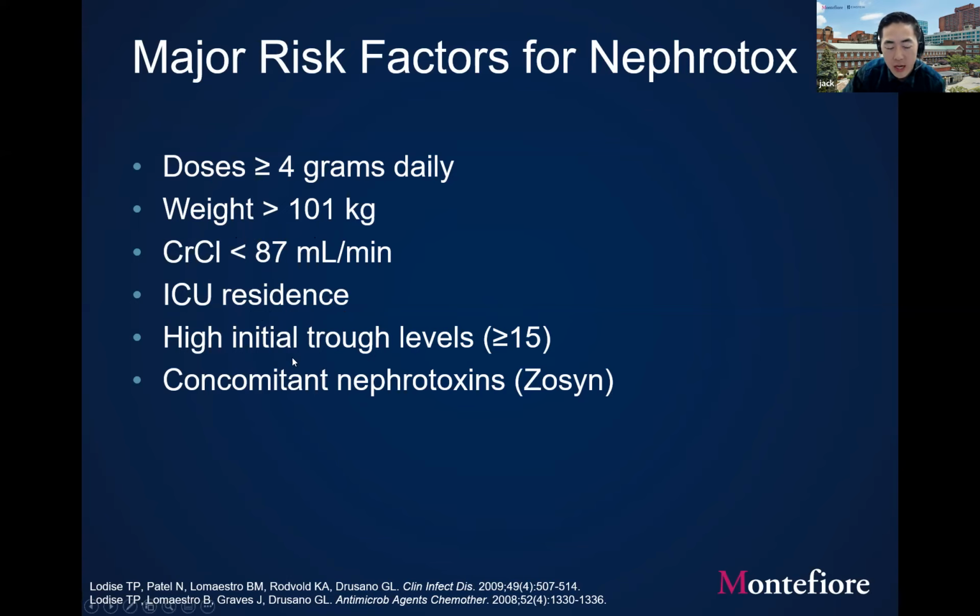One thing I note is that if you have a high initial trough level, so for example, if you get a trough and it comes back high to begin with, it's a sign that they may accumulate, or the current dosing regimen is a little bit too high. So usually a good trough that you want to aim for when you get it back prior to the fourth dose is somewhere from 10 to 15, because you'll know that they'll accumulate more, unless they're really sick, in which case you can target greater than 15 to begin with. And then the last risk factor is concomitant nephrotoxins, Zosyn in particular.